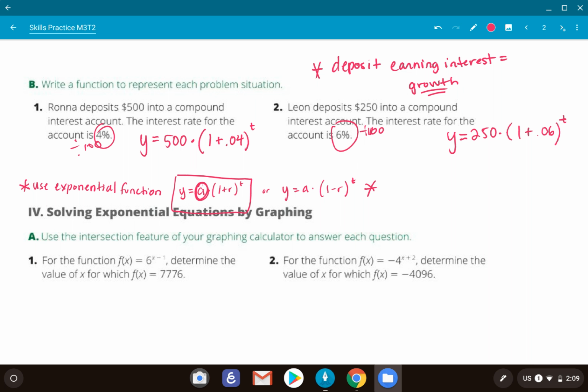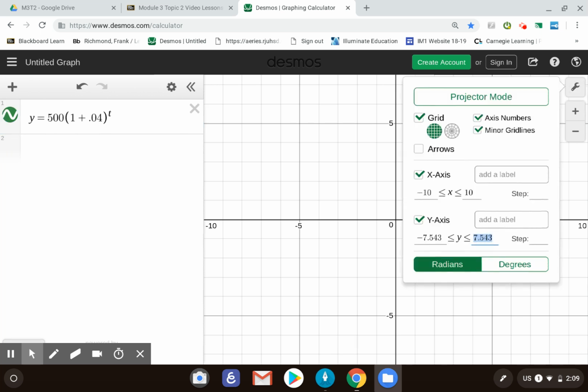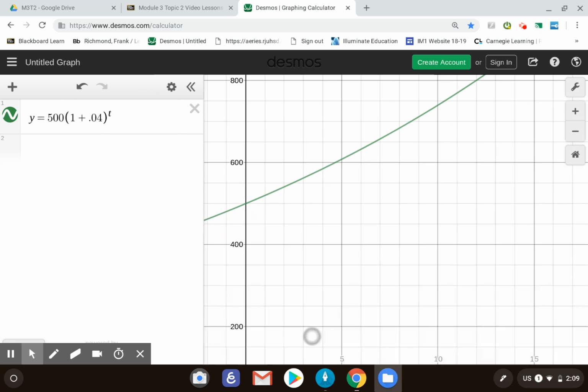So we've now written a function, and we can graph both of those and see how much money Rana and Leon would have over time. So if we took Rana, for example, 500 times 1.04 to the t power, and we have to change it because our starting value is 500 and this doesn't go up high enough. So let's change that to like 700. And you can see she starts with $500 right here. And over time, this is how much money she's going to have.